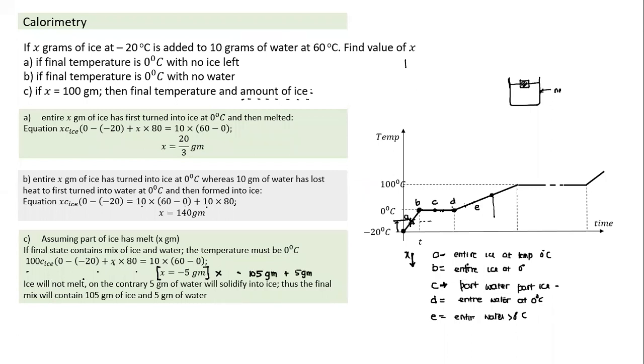Or I could have written a second equation. What is the second equation? I would have written it assuming that x gram of water has solidified into ice, and the final temperature is 0 degrees centigrade. In that case, the equation would be 100 into specific heat capacity of ice into 20, the heat gained by ice, and the heat lost by water would be 10 into 60 plus x into 80, which is the same equation. This has just gone to this side. That's all. So I hope this part is understood.